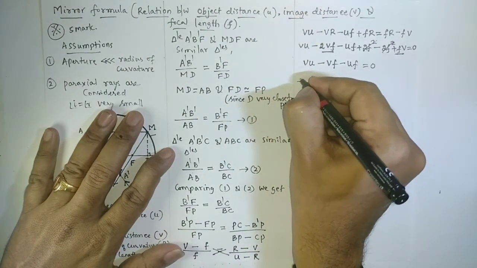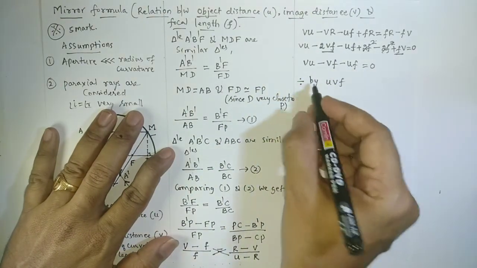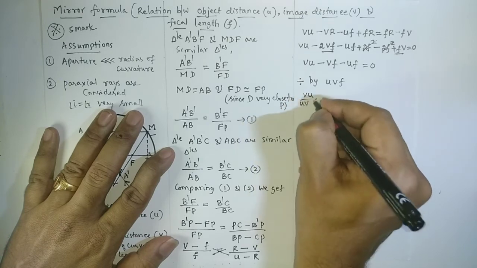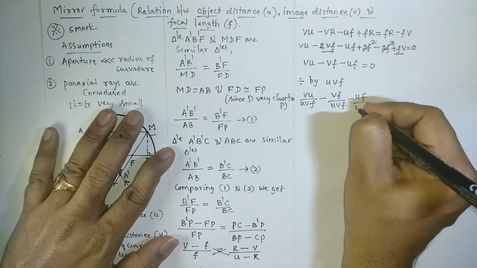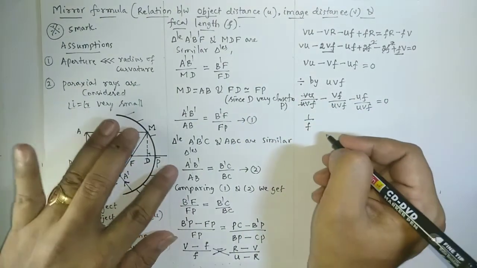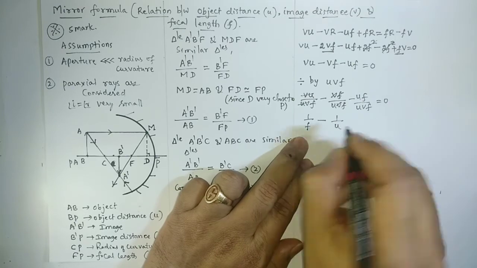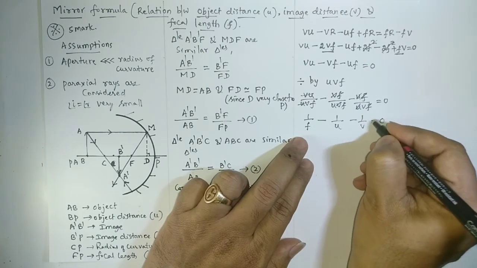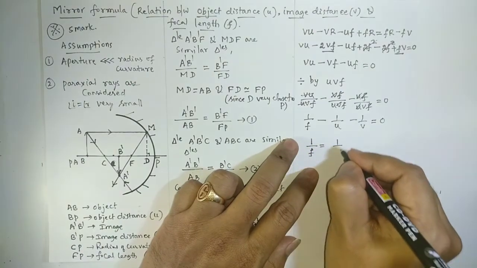Now divide this equation throughout by uvf. We can rewrite one more step: you have uvf minus vf by uvf minus uf by uvf equal to 0. In the first term, we are left with 1 over f. In the second term, vf will be cancelled, so we will be left with 1 over u. In the last term, uf is cancelled, so it will be 1 over v, which will be equal to 0. On rewriting this relation, you can write 1 over f equal to 1 over u plus 1 over v.